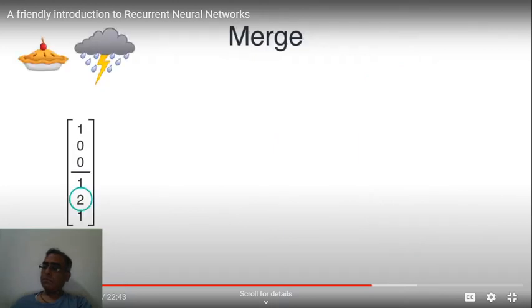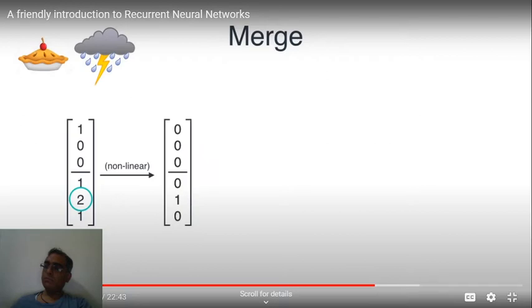The merge map, what it does is, well, first of all, it uses a nonlinear function that turns this vector into this vector. So it basically takes the largest entry and turns it into a 1, and all the other entries into a 0. If you have experience with neural networks, you can think of the nonlinear map as a one-hot encoding, or as a combination of a linear map and a sigmoid. But that's not important right now.